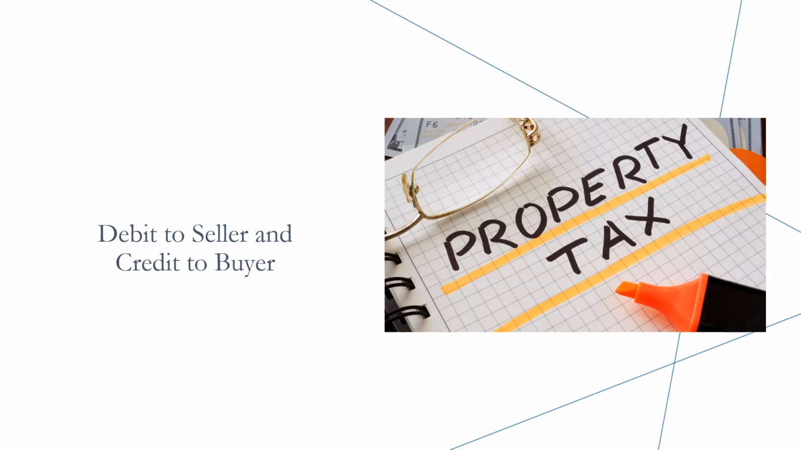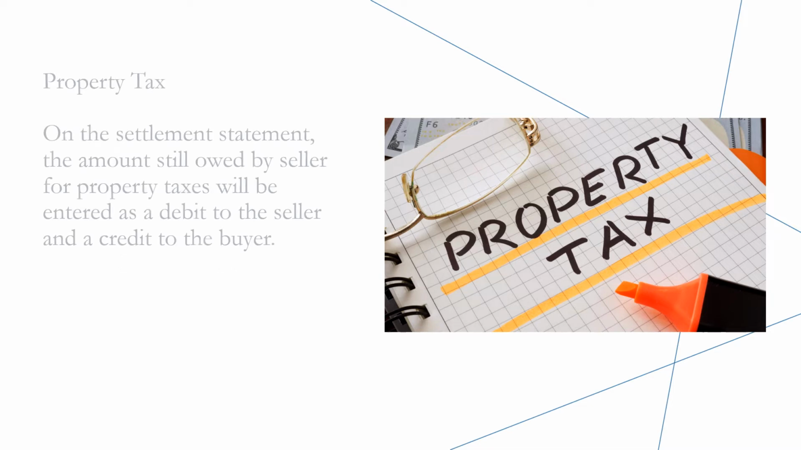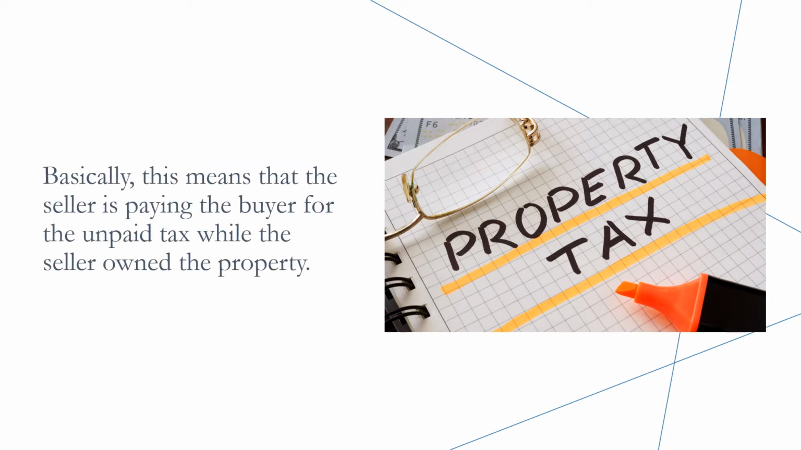Debit to seller and credit to buyer. Property tax. On the settlement statement, the amount still owed by the seller for property taxes will be entered as a debit to the seller and a credit to the buyer. Basically, this means that the seller is paying the buyer for the unpaid tax while the seller owned the property.